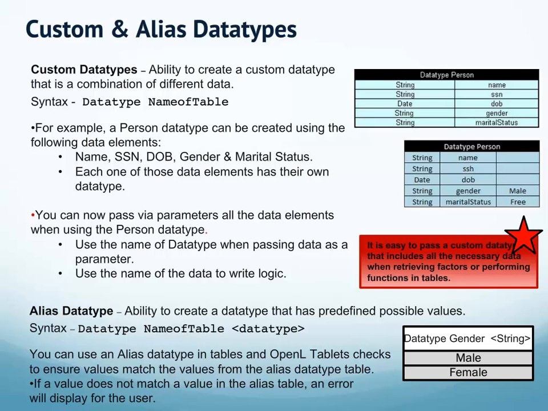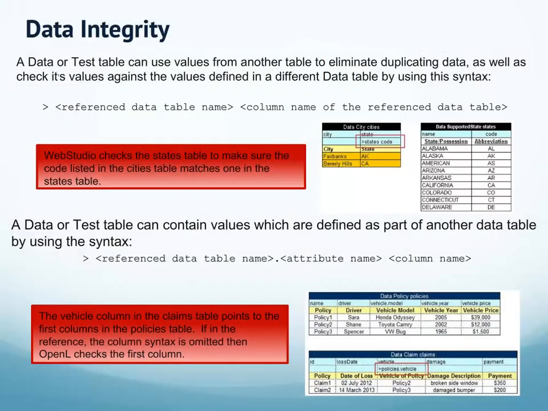If a value does not match a value in the alias table, then an error is displayed for the user. When working with data tables, you may want to check or verify your data's integrity, or use data from a different table so you don't have to duplicate the data in 2 different tables.